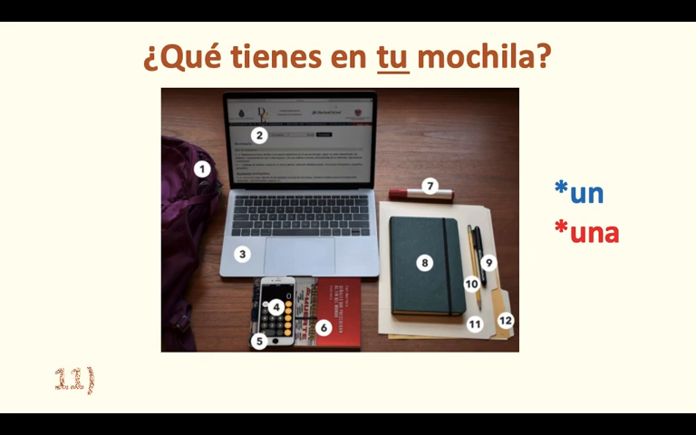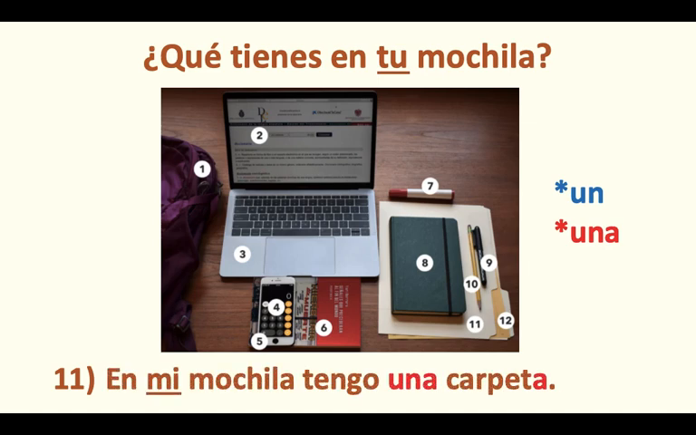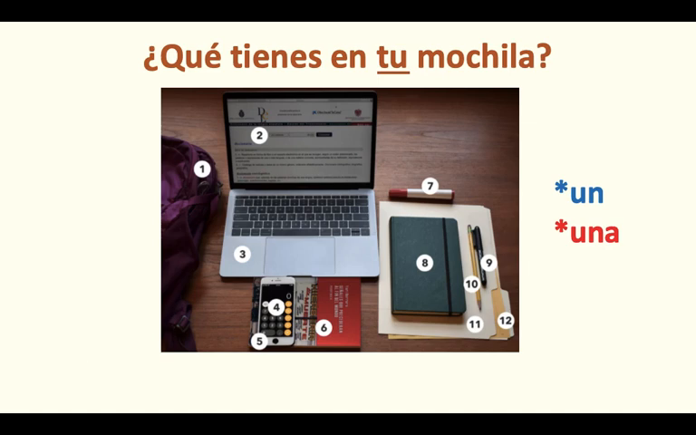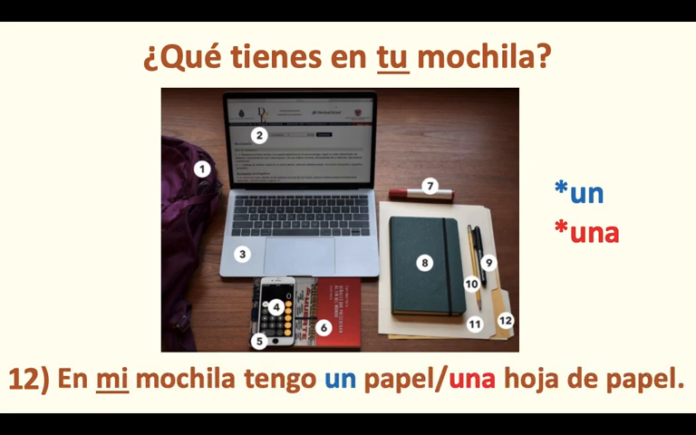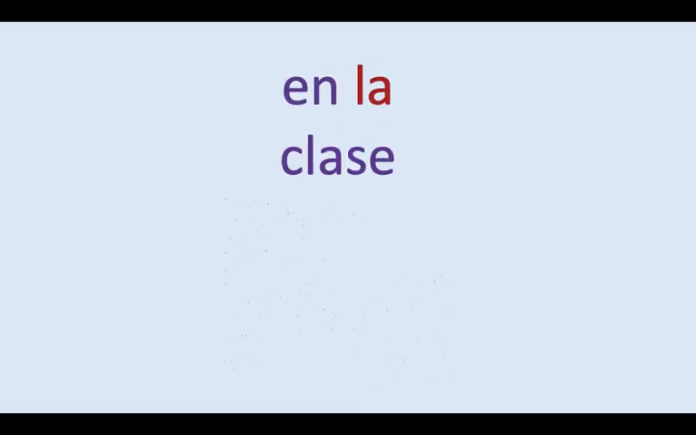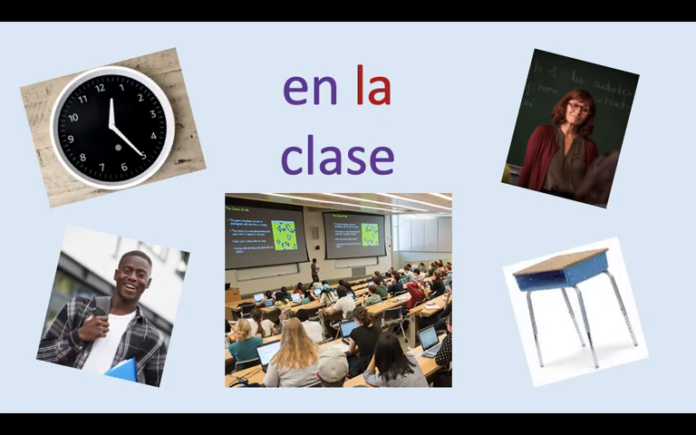¿Qué tienes en tu mochila? Número 11. En mi mochila tengo una carpeta. Y finalmente, ¿qué tienes en tu mochila? Número 12. Two versions here for 12. En mi mochila tengo un papel. O, en mi mochila tengo una hoja de papel. Muy bien. Let's move on to the next batch of vocabulario en la clase, in the class.